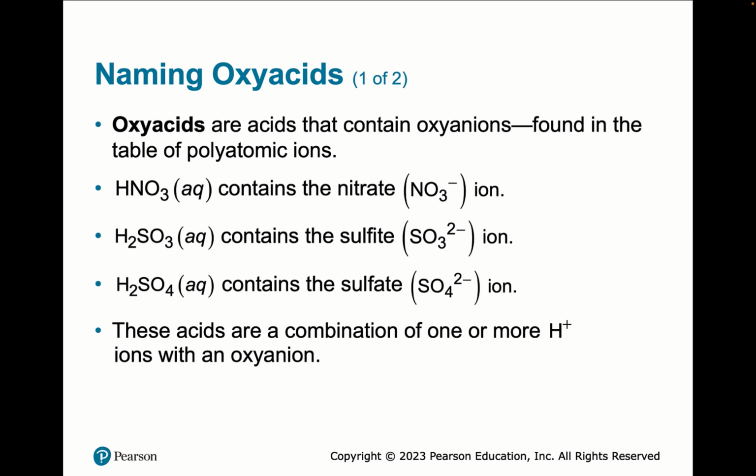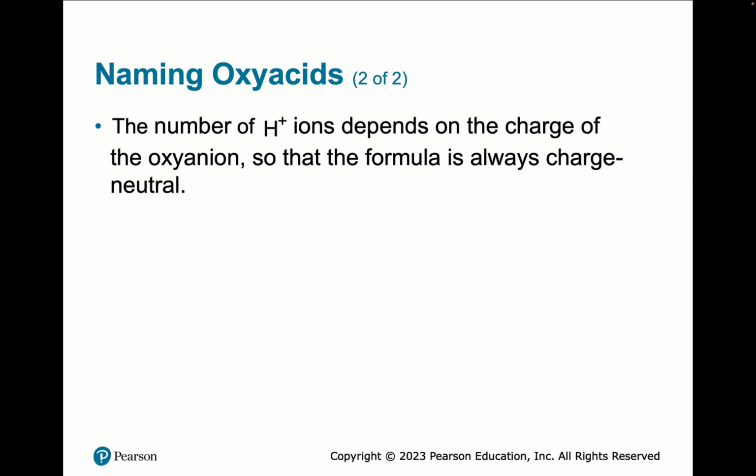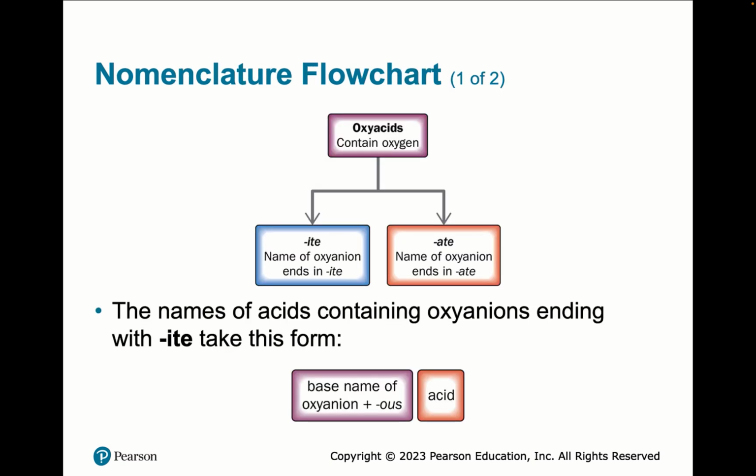So oxyacids, and there's a convention for this. So you see the same thing with the polyatomic ions, and now we need to name them. Naming them is a little more complicated, and it depends. The number of the hydrogen ions depends on the charge of the anion, the oxyanion. So the formula has to be charge neutral when it's together.